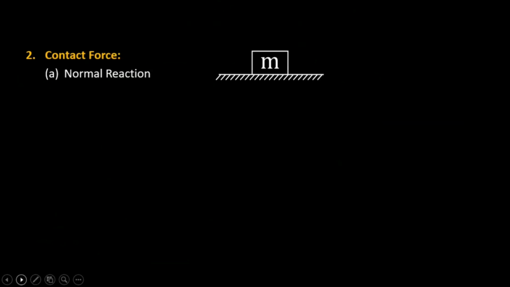Here comes the normal reaction. That is an important thing, and that is the main topic that we need to learn in today's lesson. And Newton's third law as well, because normal reaction came into existence because of Newton's third law only. If there was no such law, maybe the force might be there, but we are not going to study it like that. So normal reaction is basically an action to the situation, or you can say a reaction to the contact. So it is generally called a contact force.